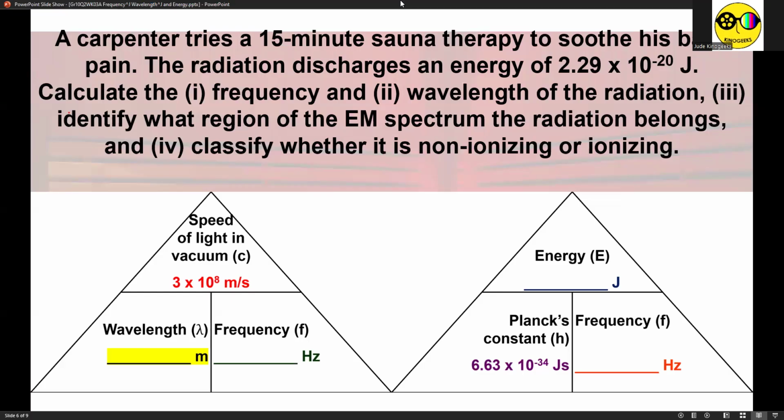But anyway, let me just cut to the chase. Our carpenter tries a 15-minute sauna therapy to soothe his back pain. The radiation discharges an energy of 2.29 times 10 raised to negative 20 joule. Calculate the frequency and wavelength of the radiation. Identify what region of the electromagnetic spectrum the radiation belongs to, and classify whether it is non-ionizing or ionizing.